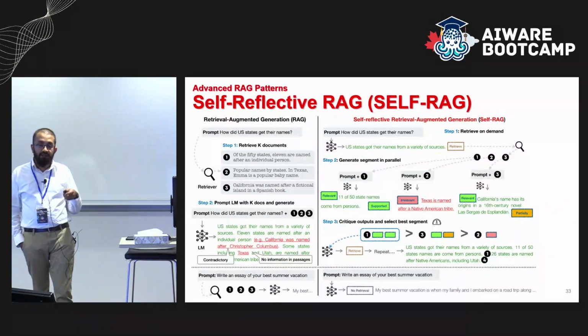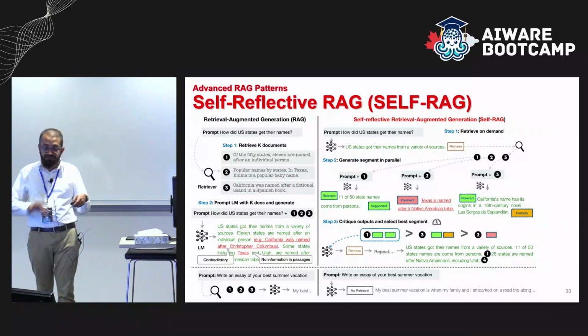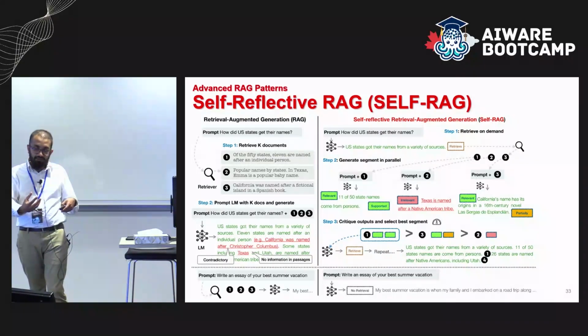So for this one, they call it self-reflective RAG, because this whole system reflects on the output to come up with the completions.